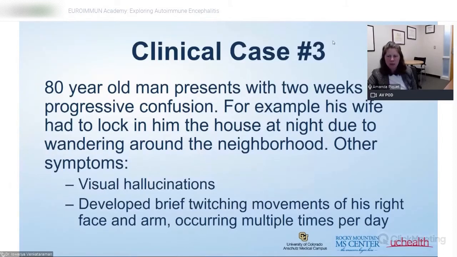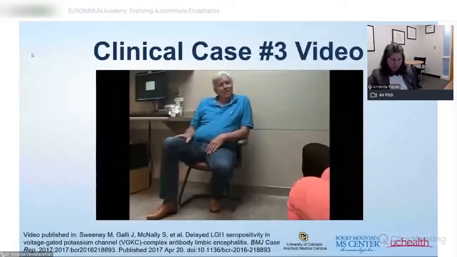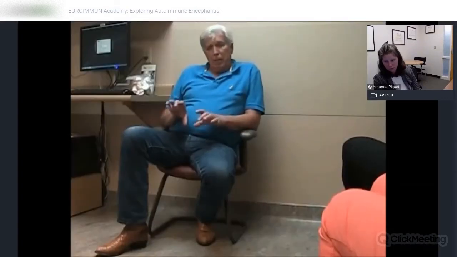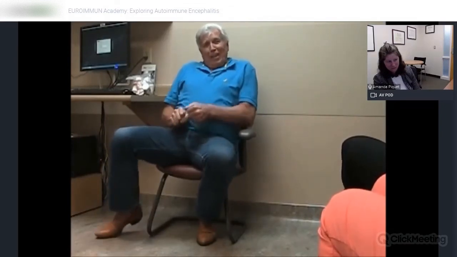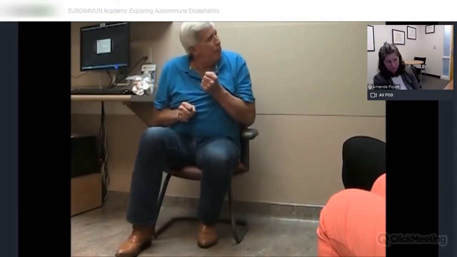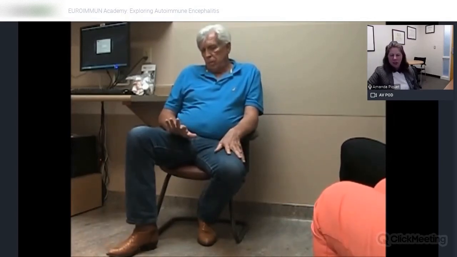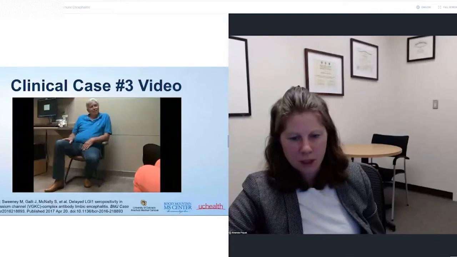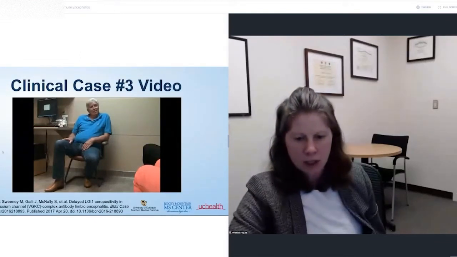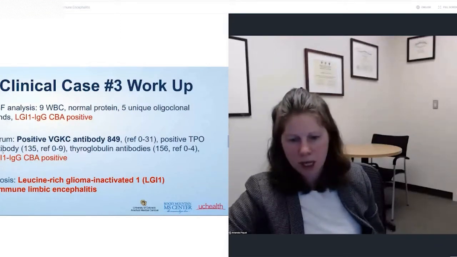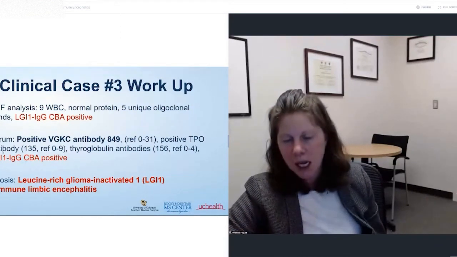And then he developed these brief twitching movements of his right face and arm, and they were occurring multiple times a day. Here we're going to show you an example of these movements when he came into clinic. Good. And I hope everyone could appreciate the very, very brief twitches when he curled up and flexed that right arm and grimaced in the right face.